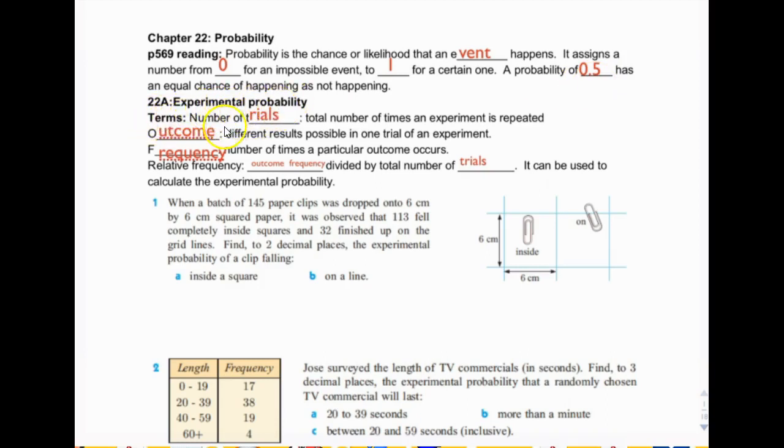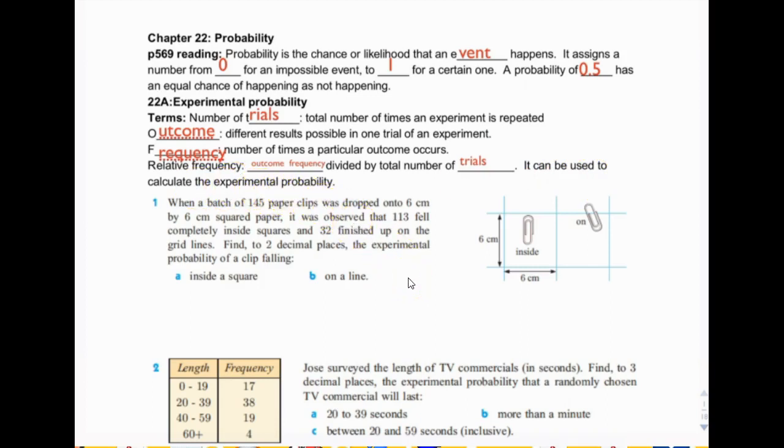Terms for experimental probability. Number of trials is the total number of times an experiment is repeated. Outcome, different results possible in one trial of an experiment. Frequency, number of times a particular outcome occurs. Relative frequency, outcome frequency divided by the total number of trials. It can be used to calculate the experimental probability.